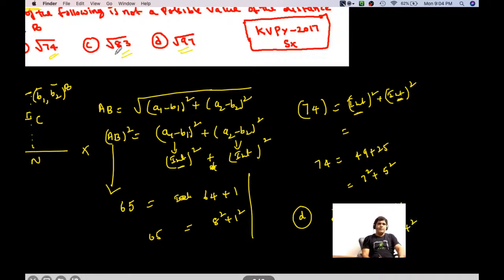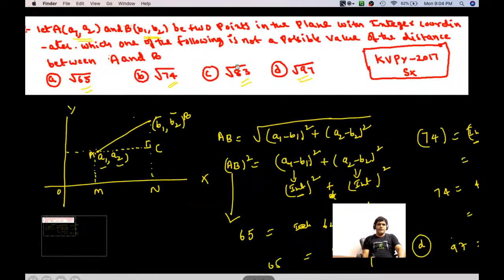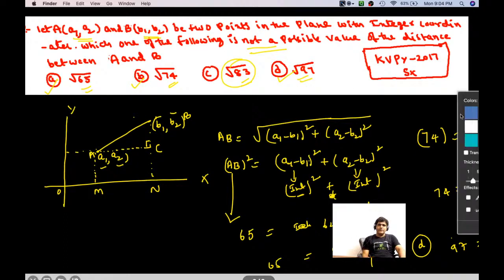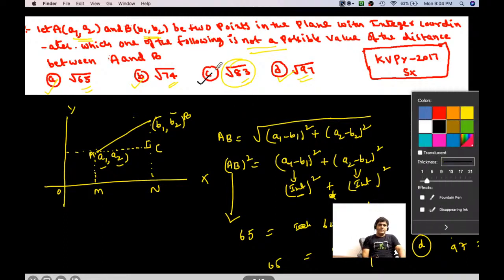So options A, B and D are possible. Our question is which of the following is not a possible value. The 65 can be written as a sum of integer squares, and this also we can write, and this also we can write. But this 83 we cannot write. Therefore, option C is correct, the value that is not possible here.